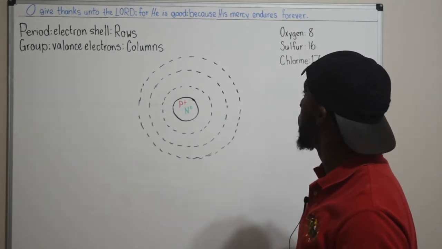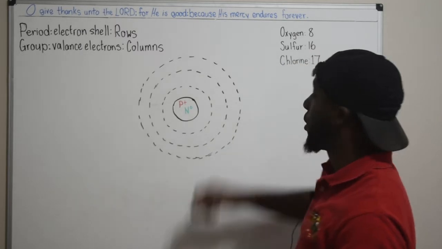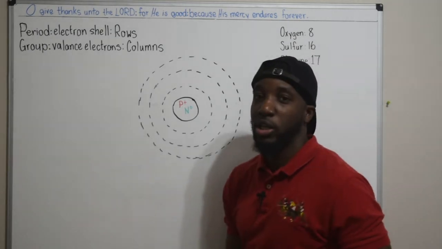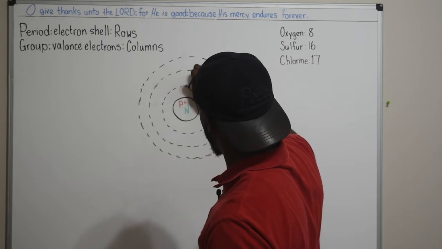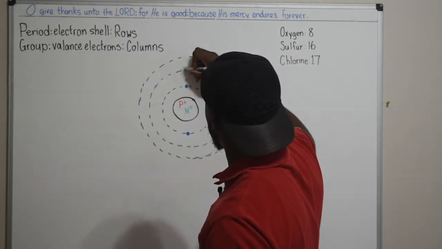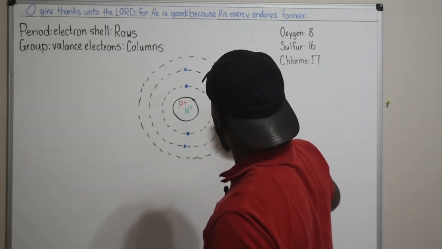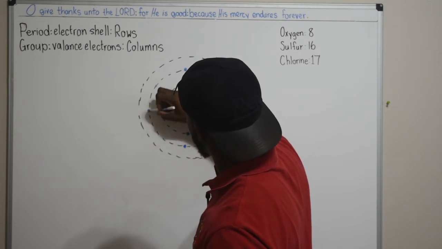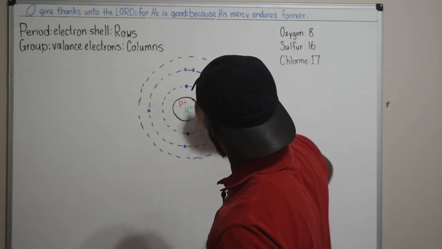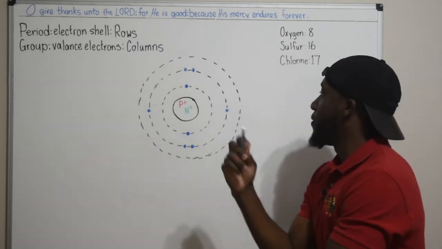All right. So let's look at oxygen. Oxygen has 8 electrons. So we know that the first energy level can only hold 2 electrons. Okay, so that's 1, and every other energy level after that can hold 8. Okay, so that's 2, 3, 4, 5, 6, 7, 8. Okay, so as you can see, I have 8 electrons.